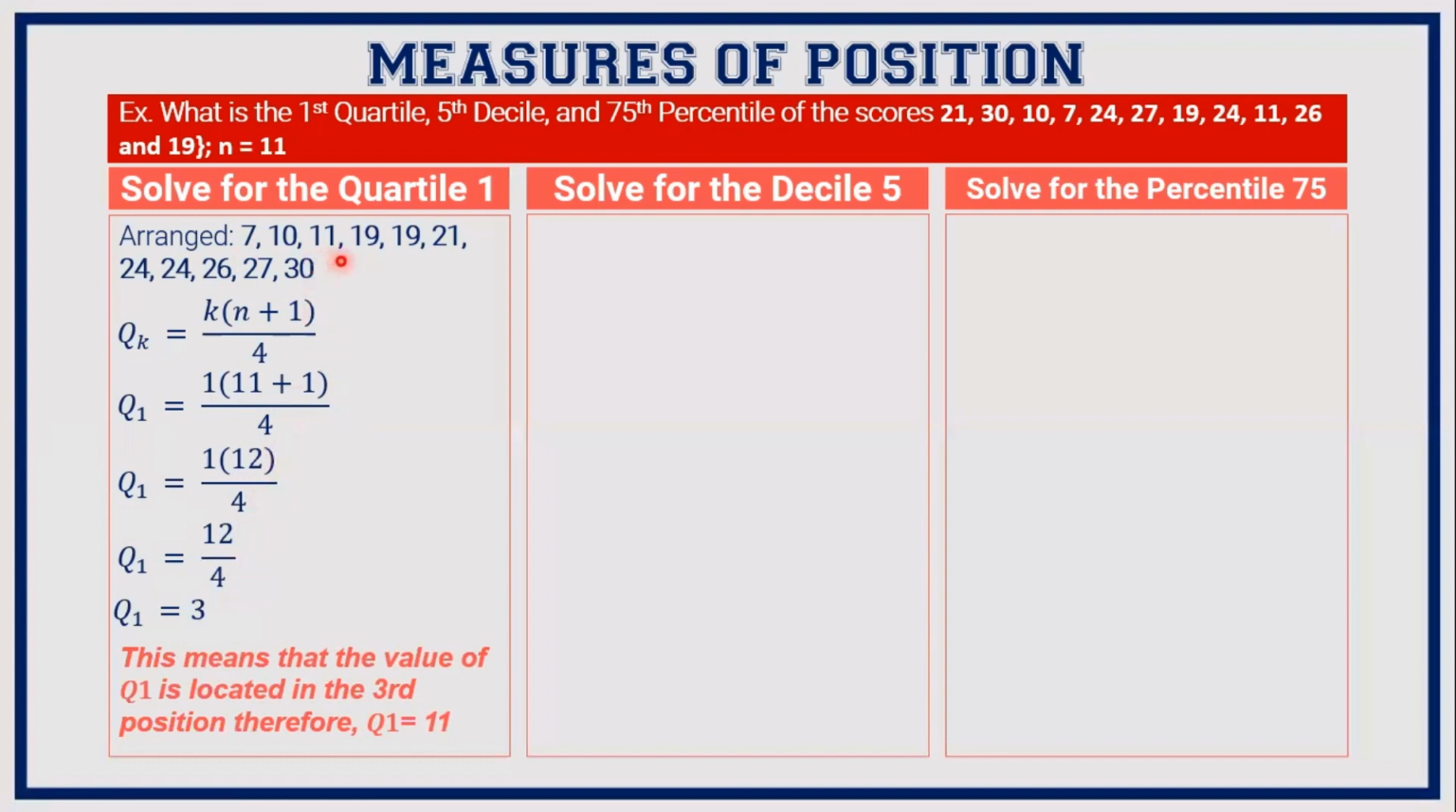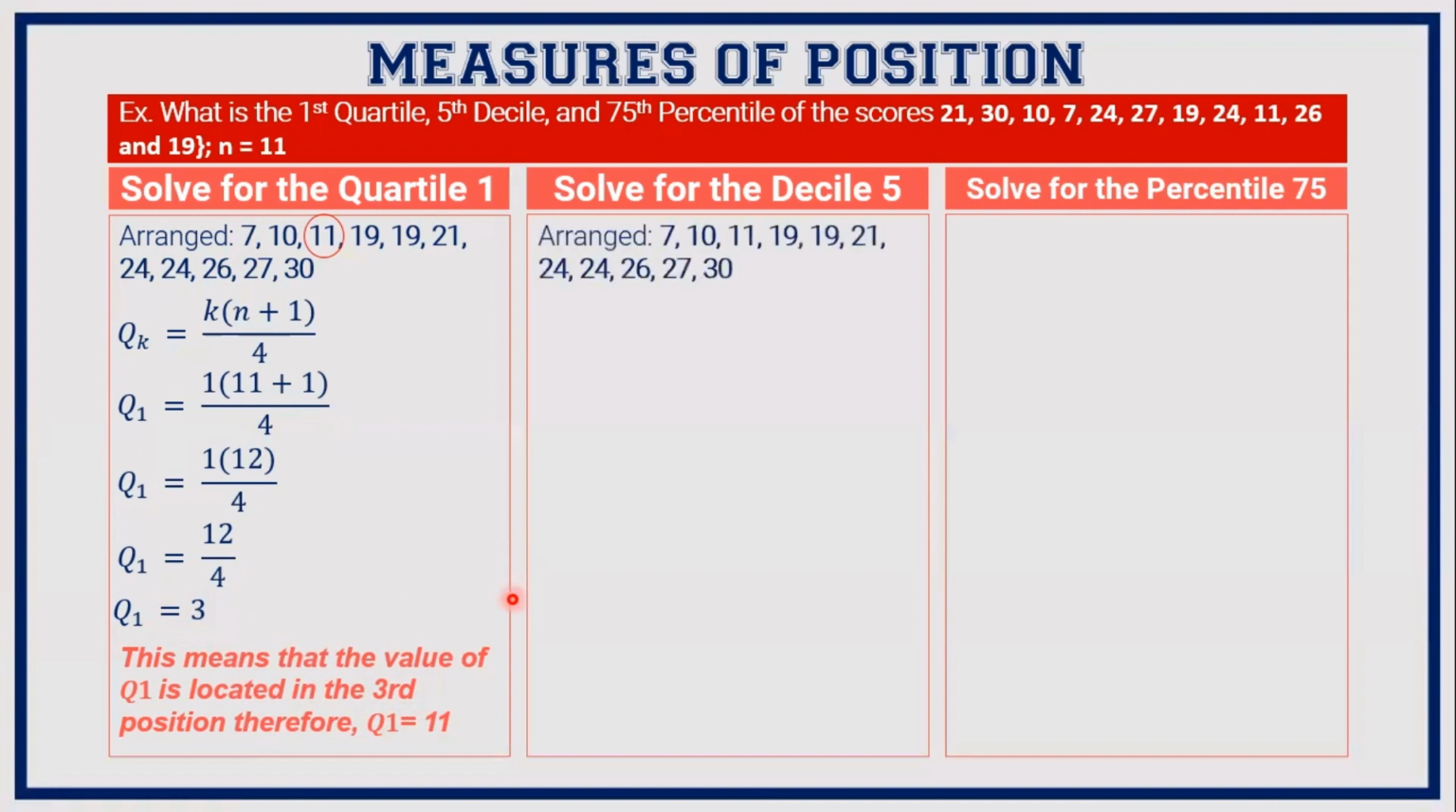Therefore, quartile 1 is equal to 11. To emphasize, why do you have here third? Because the value that we get here is not the exact value of the quartile 1, but the position of the quartile 1. Next, we have to solve for the decile 5.